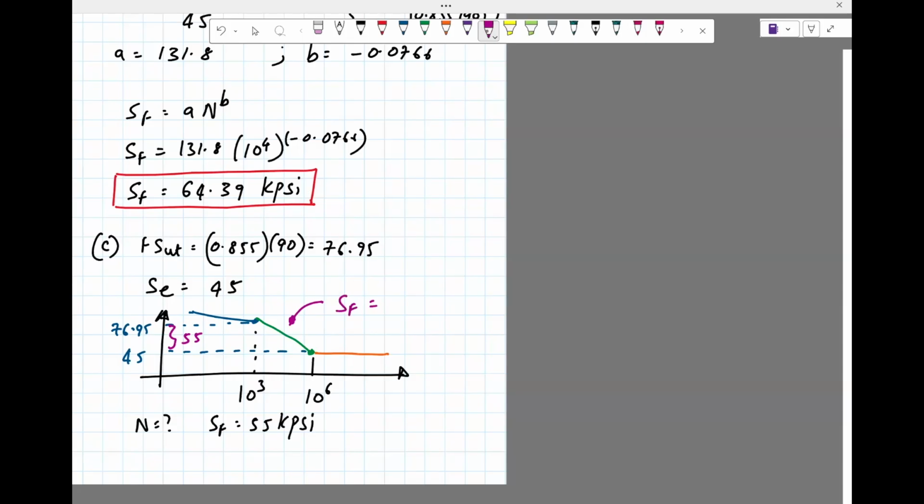So SF equals A n raised to B. The only reason I did this is because we do not know when we start off if it is this region or this region. This is very clear. It's not this region because 45 kpsi is the limit on this one, and we are at 55, but we don't know if it is this or this. That you can only find if you know F SUT. So this is very important. If you don't do this, you will end up using the wrong equation. You need to understand if it's this equation or that equation. So here we have to use SF equals A n raised to B.